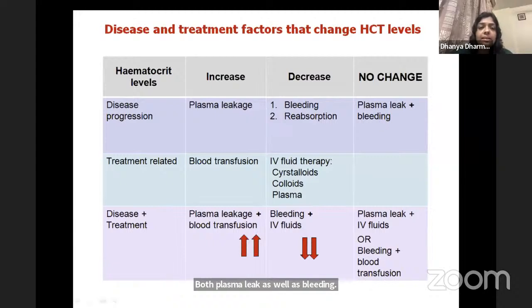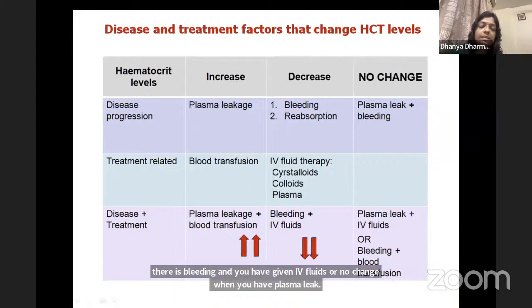So again, to say that it is the hemodynamic status of the patient that is more important than the blood report. Treatment related, you may have hematocrit rise due to blood transfusion, or you may have reduction due to IV fluid therapy. And if you look at both disease plus treatment related, you can have a rise when there is plasma leakage and you have given blood transfusion, or decrease when there is bleeding and you have given IV fluids, or no change when you have plasma leak plus IV fluids or bleeding plus blood transfusion.